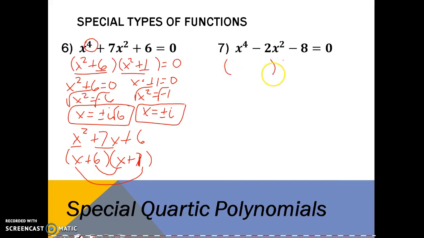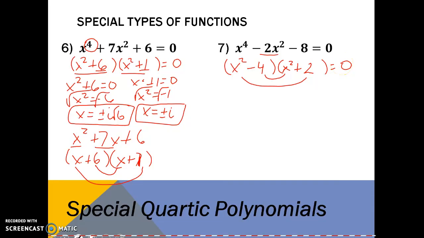Let's apply the same thing to number 7. Let's see if we can factor this. To get x to the 4th, I'm going to have x squared times x squared. Then I'm going to somehow get negative 8, but I want it to add up to negative 2, so I'm going to try negative 4 and positive 2. Because negative 4 and positive 2 does give me negative 8, but when I multiply these together, this is negative 4x squared and positive 2x squared, which does give me negative 2x squared.